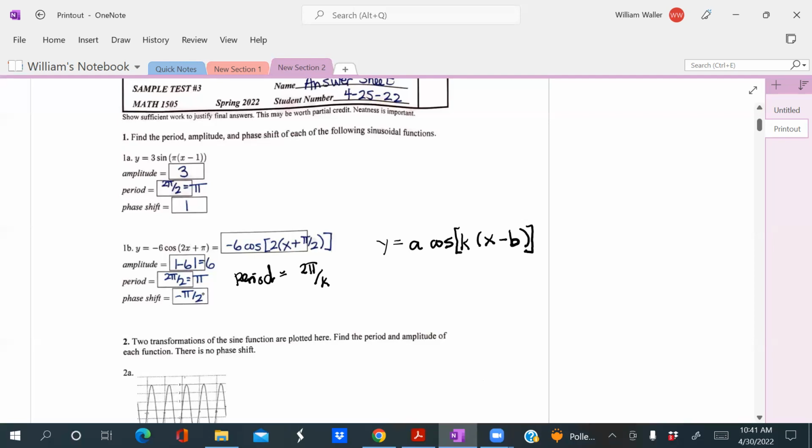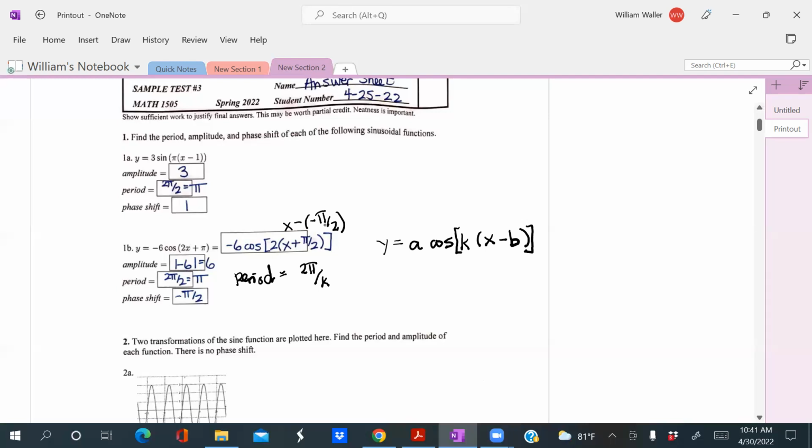And now what about the phase shift? Well, the phase shift is going to be the b value, but remember we have to have this quantity inside the parentheses written as a subtraction, x minus b. Here I have x plus pi over 2. So in the usual fashion, right, I need to rewrite that as x minus a negative pi over 2.